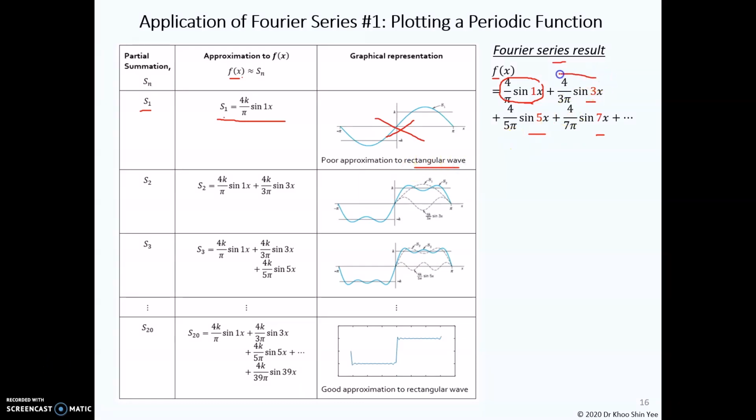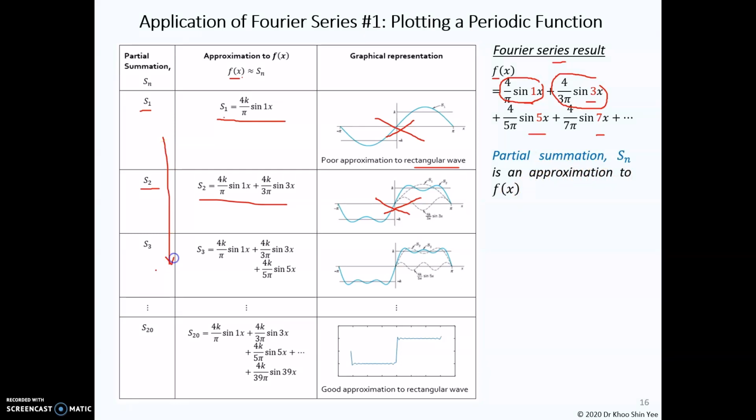Let's include more terms for the approximation. Let's take 2 terms here, so you obtain the partial summation x2, which is this, and if you plot it, you obtain this curve. So this curve is also a poor approximation. So you see the partial summation is an approximation to f(x). The more terms that you take, the approximation to the desired rectangular wave will be improved as well.